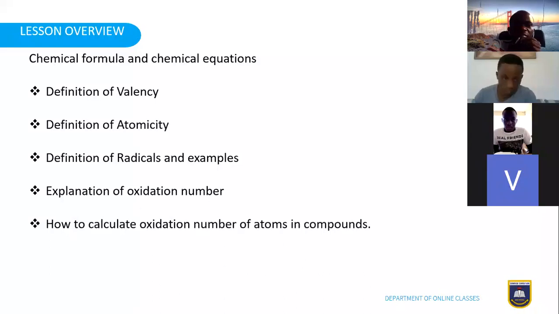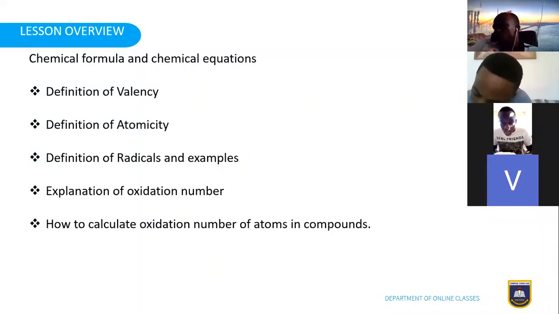We'll look at the explanation of oxidation number. We'll explain what oxidation number is. These are the things we'll look at for today. And lastly, we'll learn how to calculate the oxidation number of atoms in compounds. These are the things we'll look at in this particular session. Hopefully within the next 45 minutes to 1 hour, we should be done. We've spent quite a bit of time already.